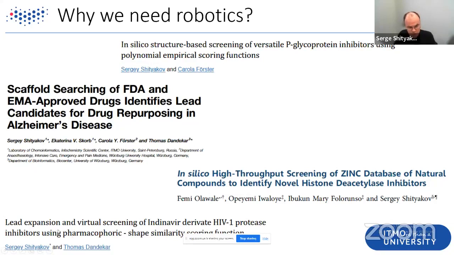And this is also a paper from my very old publications, when we were trying to implement lead expansion and virtual screening for the HIV proteases. This is extremely important for some diseases, so far incurable diseases. And if we combine these high performance robotic facilities, we will of course have more chances to treat incurable diseases such as HIV or cancer.